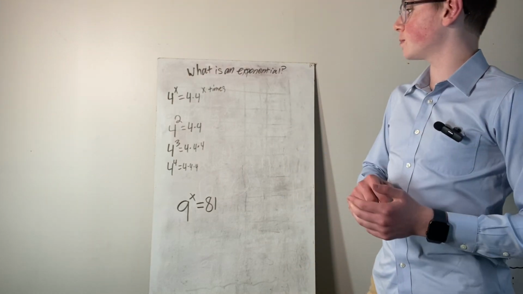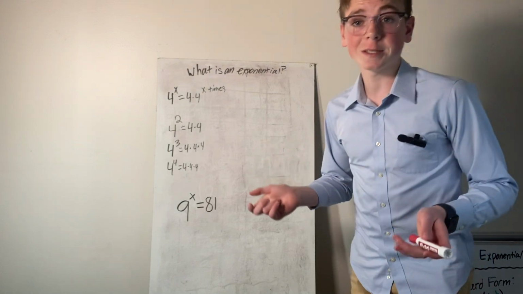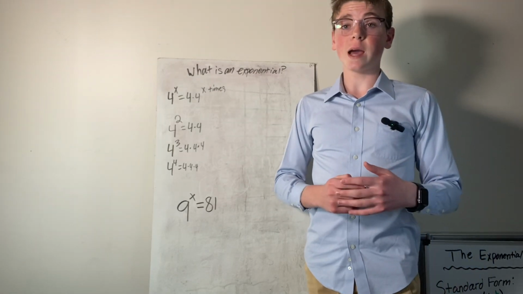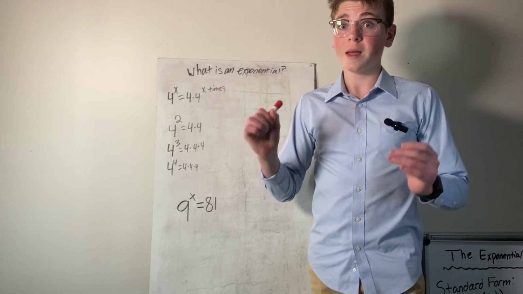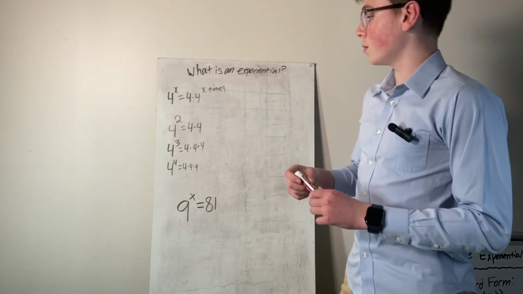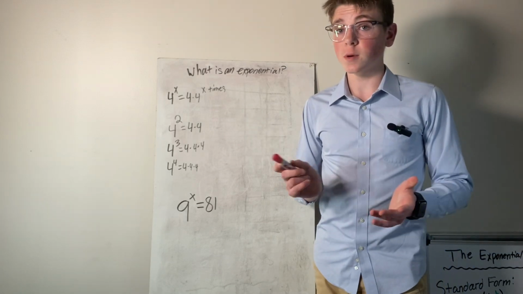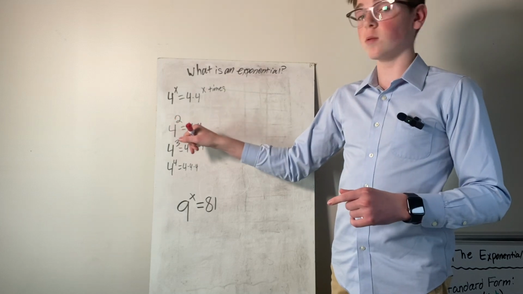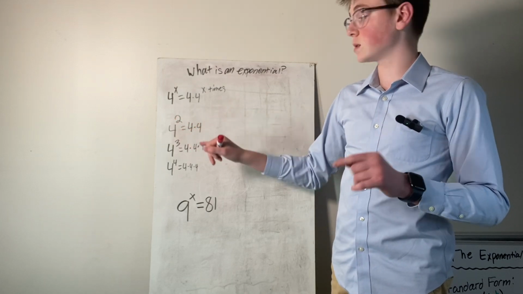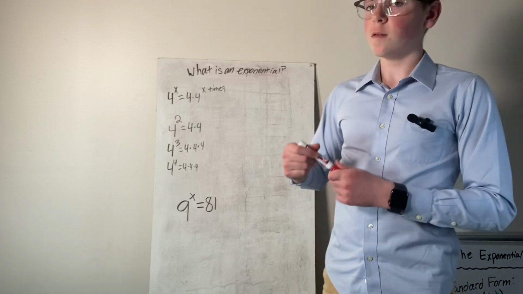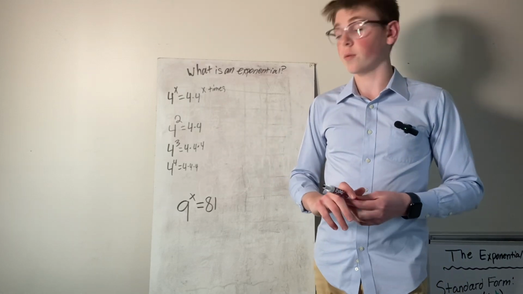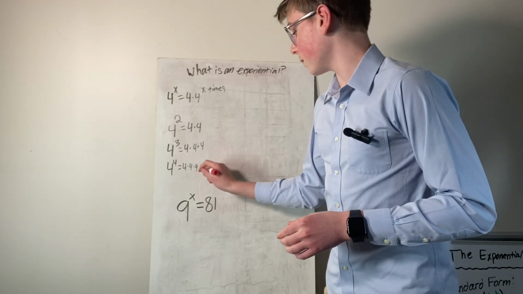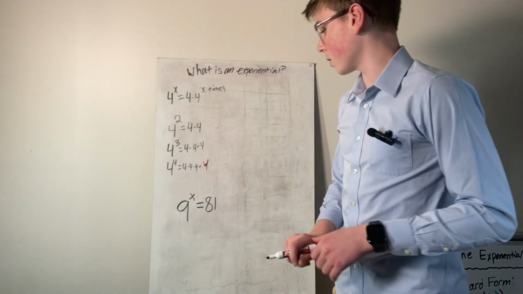So what is an exponent? What is an exponential? So 4 to the x means 4 times itself, 4 times 4, x times. So 4 squared equals 4 times 4. 4 to the 2 equals 4 times itself twice. 4 to the third equals 4 times 4 times 4, 4 times itself 3 times. 4 to the fourth equals 4 times 4 times 4 times 4.